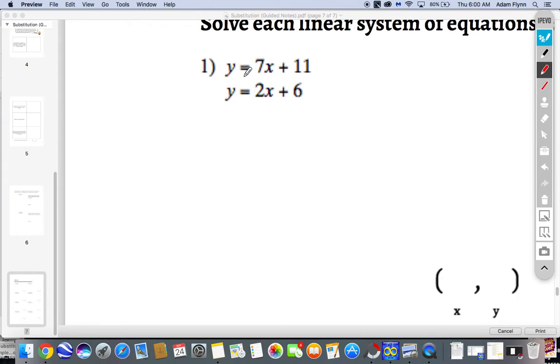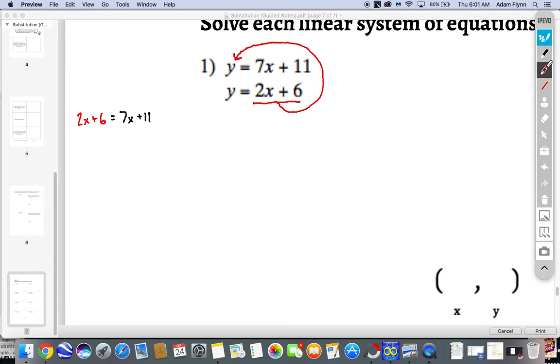So because I know y is 7x plus 11 and y is 2x plus 6, I can take this 2x plus 6 and I can substitute it in for y in the top equation. So when I do that, I'm going to have 2x plus 6 equals 7x plus 11. So I just rewrote the top equation, but instead of y, I plugged in 2x plus 6.